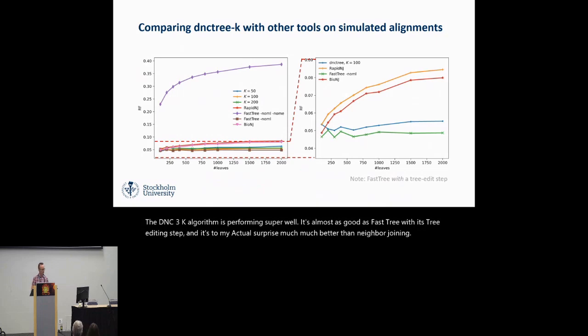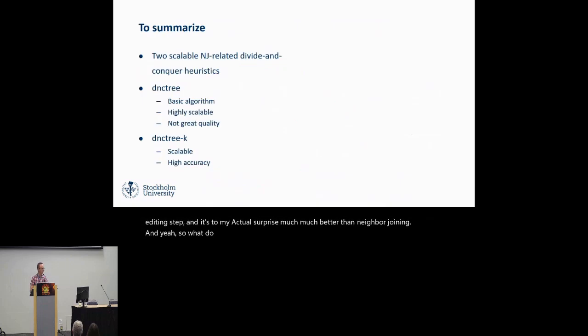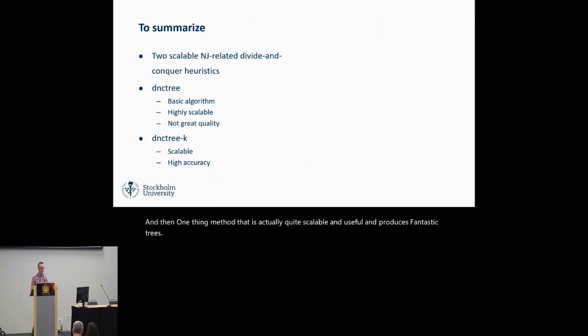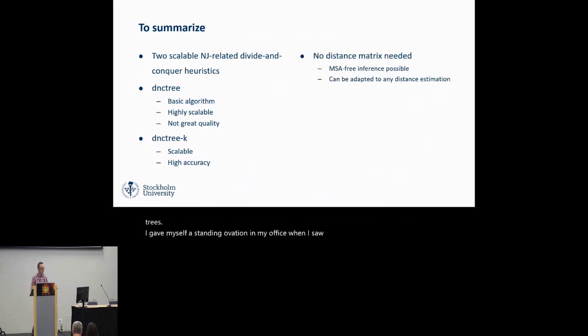And yeah, so what do we have then? Well, I have 2 scalable methods. One of them is super scalable, but also pretty lame. And then one method that is actually quite scalable, and useful and produces fantastic trees. I gave myself a standing ovation in my office when I saw that graph, actually.